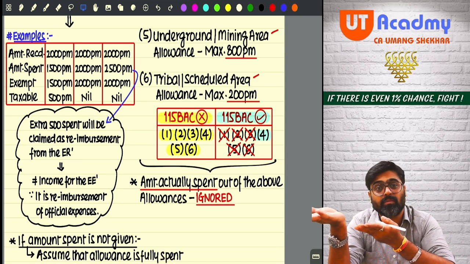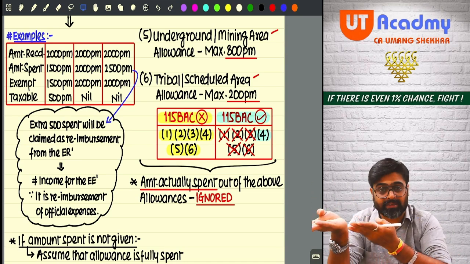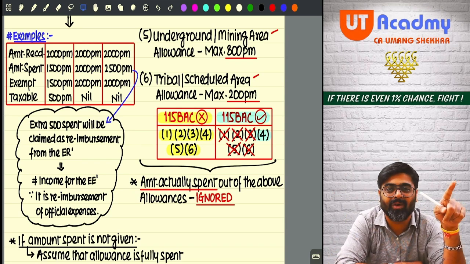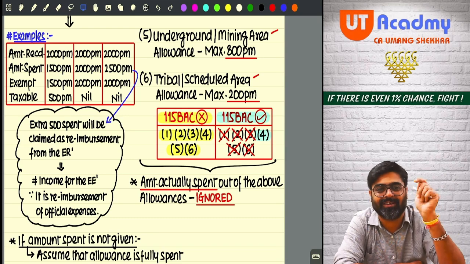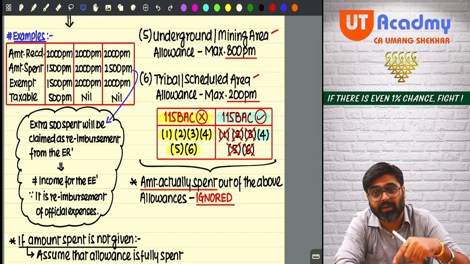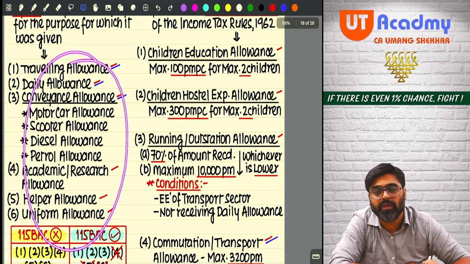Even if I spend some amount out of those allowances, I am not going to get the exemption to the extent of the amount spent. I am going to get the exemption to the extent of the limit only. So the amount spent becomes irrelevant. Ignore the amount spent out of these allowances. That will be relevant only in case of these six allowances. These six allowances. Hitting my point?